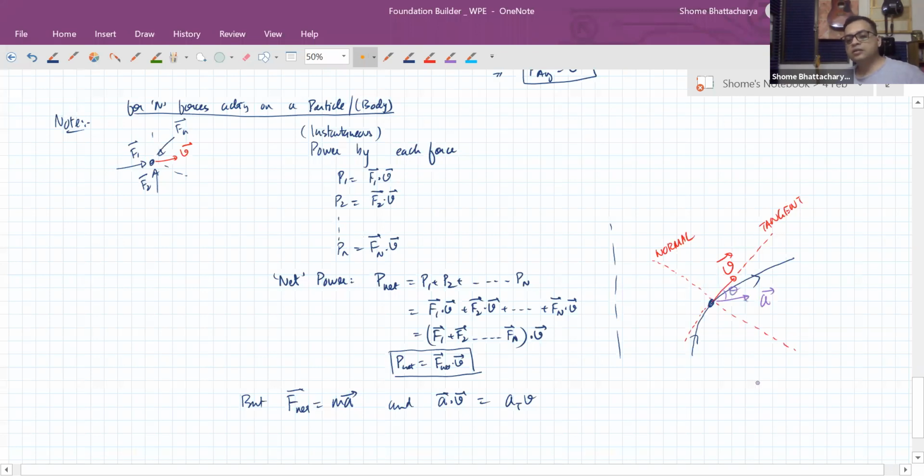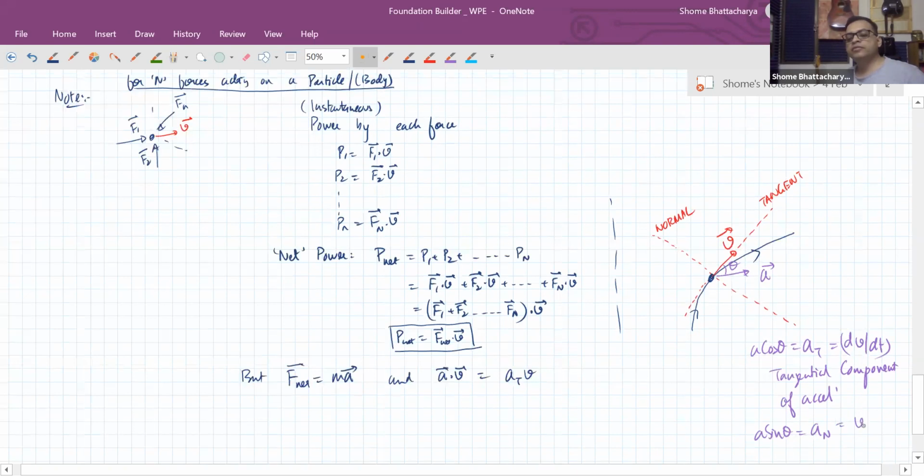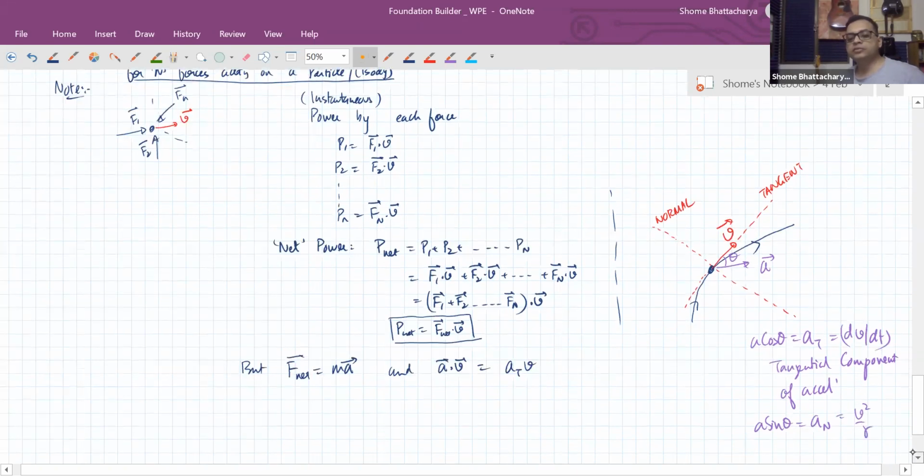where this angle is theta, then A cos theta becomes what we call the tangential component of acceleration, which we denote by a_t, and from circular motion you'll remember that that is equal to the rate of change of speed, whereas A sin theta is what we call the radial component or the normal component of acceleration, and that becomes actually v square by r, where r is the radius of curvature.